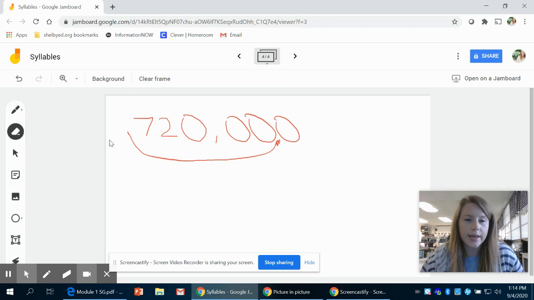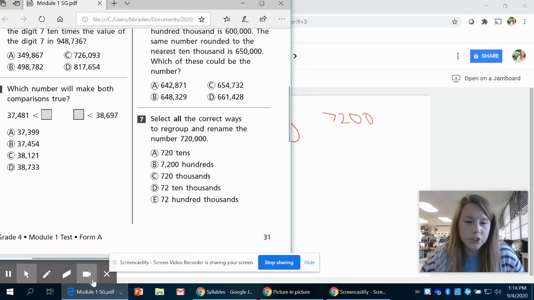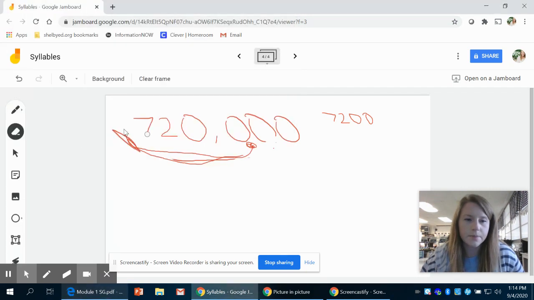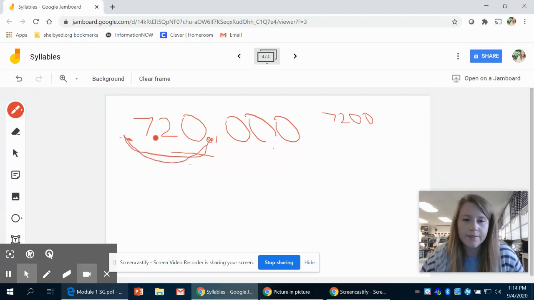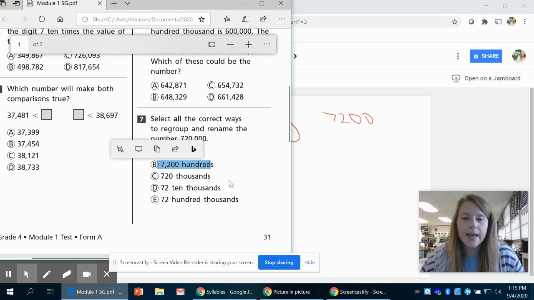7,200 hundreds. Okay, so let's go to the hundreds place. Ones, tens, hundreds. Scoop all the way to the beginning. So I have 7,200. 7,200 hundreds, yep, that's an option. All right, 720,000. So we've got to see how many thousands. So I've got to go to the thousands place. Ones, tens, hundreds, thousands. Make a scoop to the beginning. 720. Yep, 720 thousands. So far, B and C are answers.